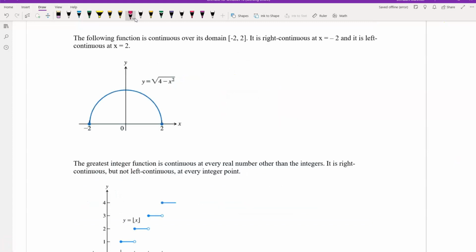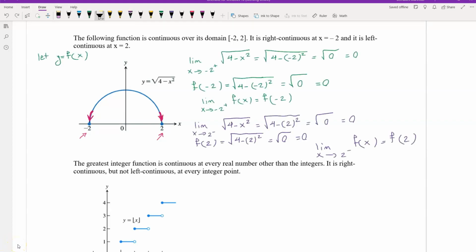Now here we have this example. The following function is continuous over its domain. So the domain, starting from left to right, goes from -2 up to this point, +2. So the domain is bracket -2, comma, +2, close bracket. It is right continuous at x equal to -2, and it is left continuous at x equal to +2.